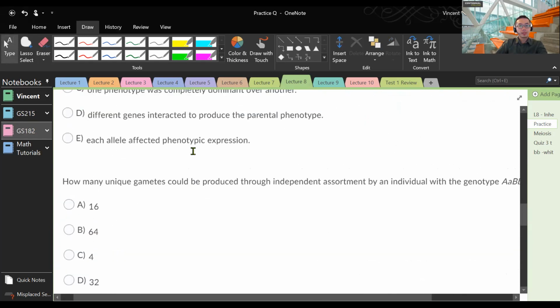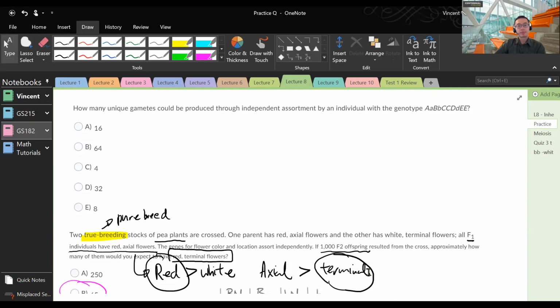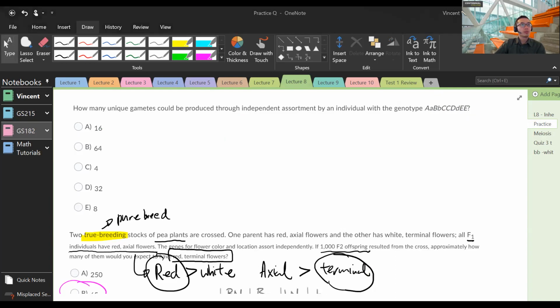Do we have another one here? Here is another one. How many unique gametes would be produced through independent assortment for these alleles? Okay, so I'm gonna launch the poll. Oh, sure. Let me go through that again.